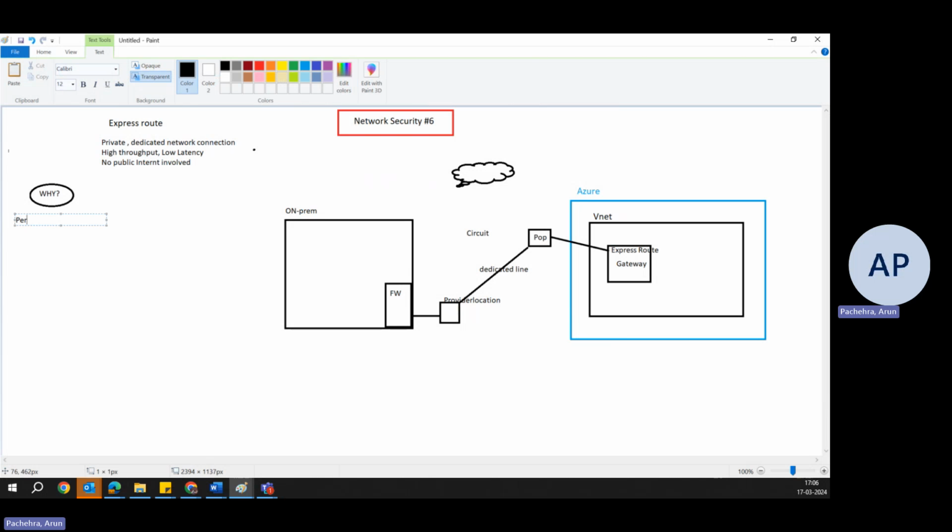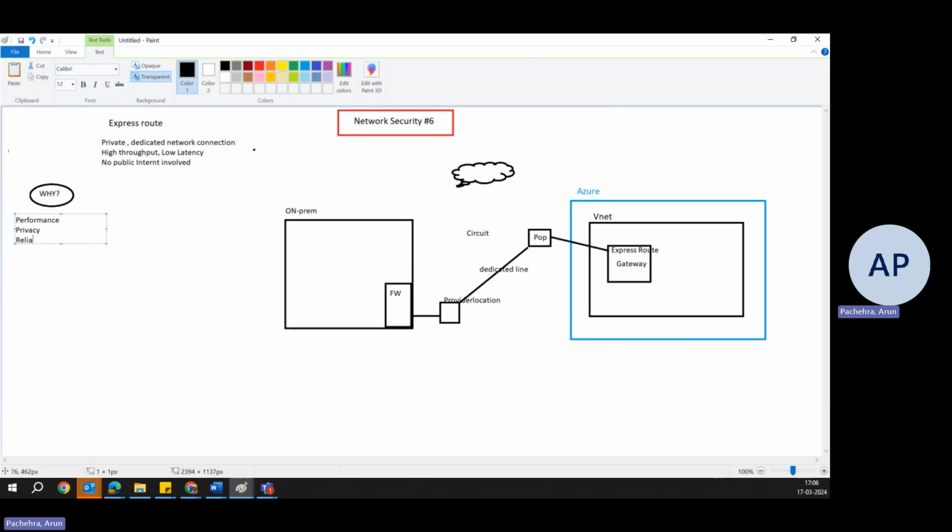The very first reason is the performance. Because it's a dedicated line, you can easily understand. It will provide high bandwidth, as I said, reliable and low latency, and data does not travel over the public internet. So it reaches the Azure data center more directly and predictably. So high performance. Then privacy. It's your line, nobody else is using it, so it will maintain the privacy because the data travels through a dedicated line.